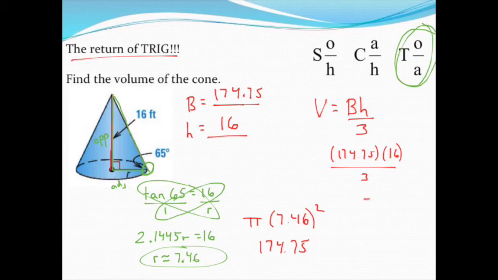Reaching for a calculator and finishing that out, I get 932 and include a good label. Volume is always measured in cubic feet, or cubic units, so in this case cubic feet. So there is going to be my volume using trigonometry to help me find some missing information.